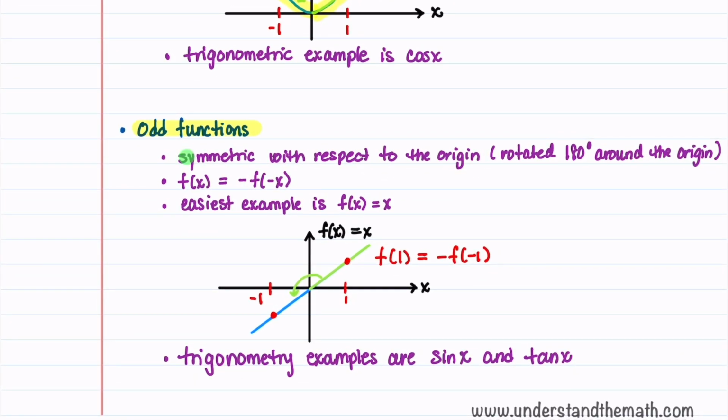Odd functions are symmetric with respect to the origin and can be thought of as being rotated 180 degrees around the origin. Odd functions have the algebraic property that f of x is equal to minus f of minus x. Let's look at the example f of x is equal to x, which is graphed here. You can see that this function is symmetric with respect to the origin since the graph on the right half plane can be rotated 180 degrees around the origin to get the graph on the left half plane. Trigonometric examples of odd functions are sine x and tangent x.